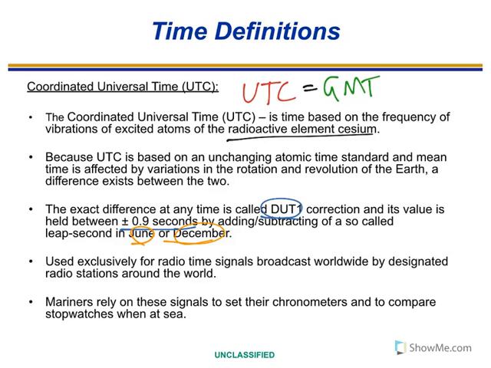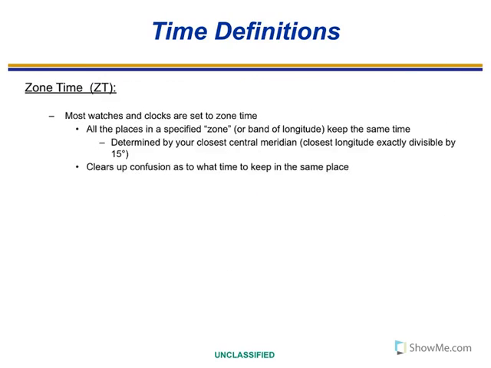So whenever you see UTC, for us it's equivalent to GMT, which is equivalent to Zulu. If you look in the Nautical Almanac, they use UT, Universal Time, which again is equivalent to all of these.